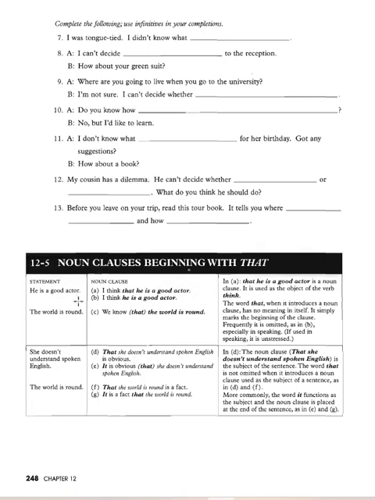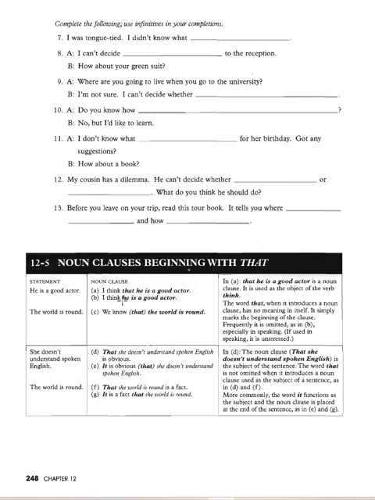So noun clauses beginning with that. He is a good actor. I think that he is a good actor. I think he is a good actor. Both of these mean the same thing. And then "that he is a good actor" is a dependent clause, and it is a noun clause used as an object. "I think he is a good actor" is also a noun clause used as an object.